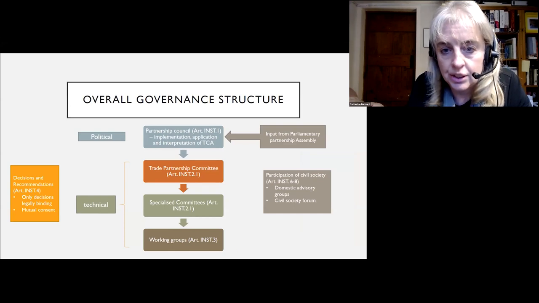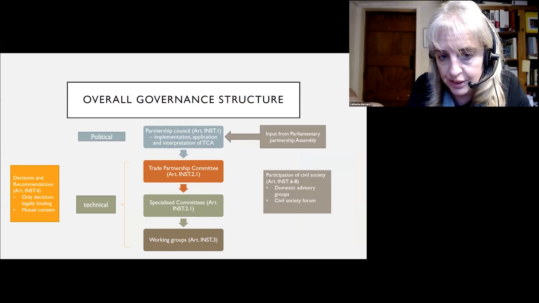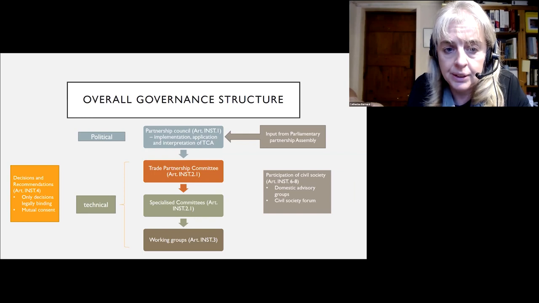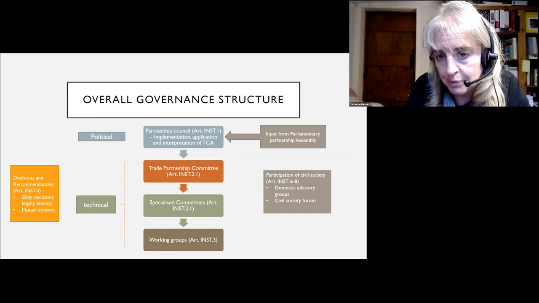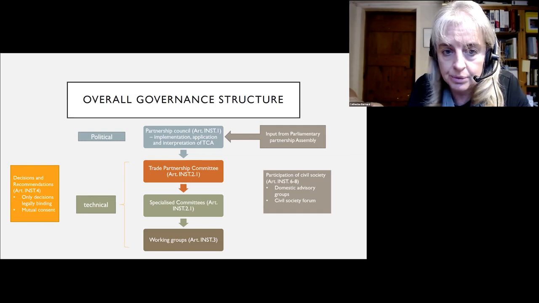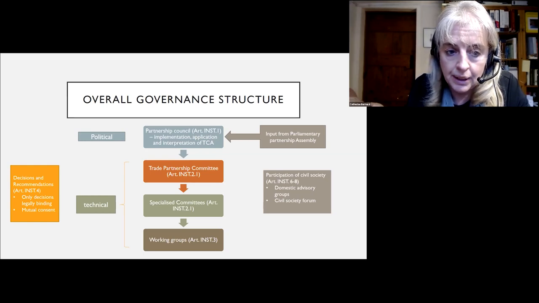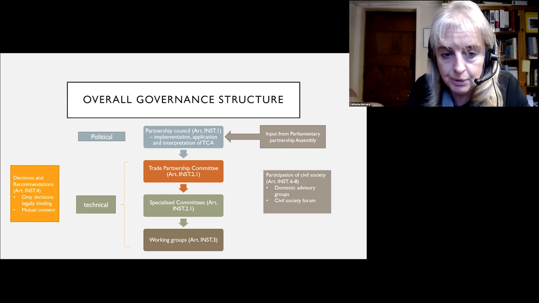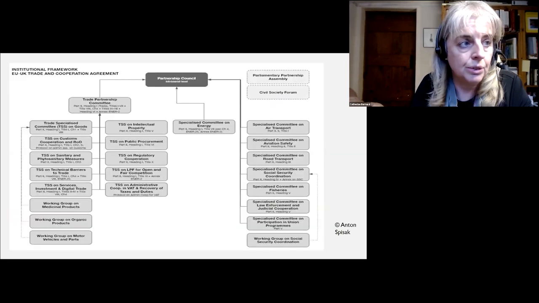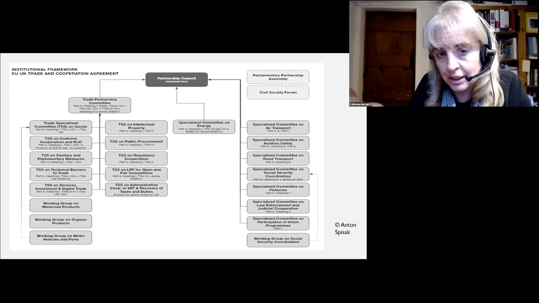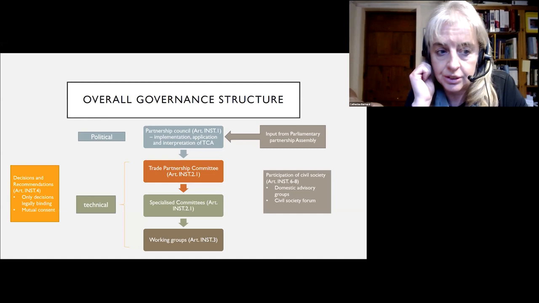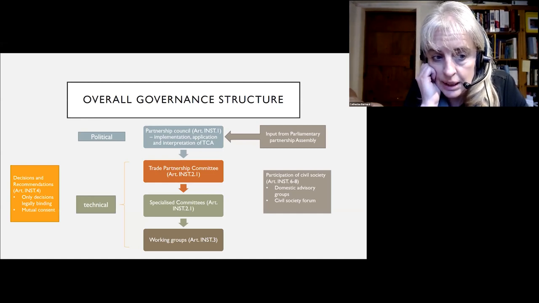Second point is about governance structure. This slide, I agree, oversimplifies the governance structure, but in essence, what you have is the Partnership Council at the top, which is the political body, which may have input from the Assembly of Parliament, both UK, question mark, what about the devolved administrations, and the European Parliament. And yet a lot of the work will be done by technical committees, in particular the Trade Partnership Committee, but there are a bunch of other specialised committees and working groups, which Anton Spisak very helpfully has pulled together on this slide. I don't want to go through the committees, but just to give you a flavour of the complex institutional underbelly of this agreement. The Partnership Council has a lot of power. It can make legally binding decisions and non-legally binding recommendations, including to amend the treaty itself in certain places.